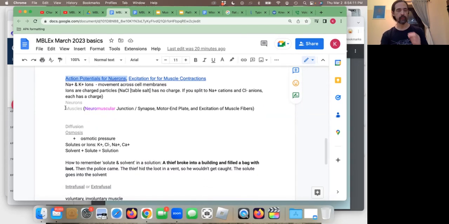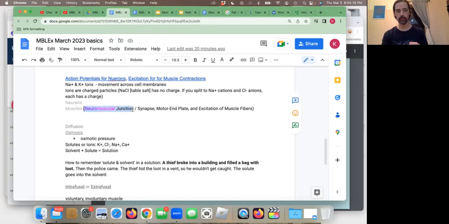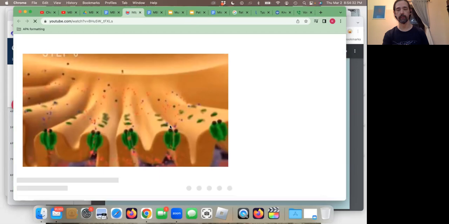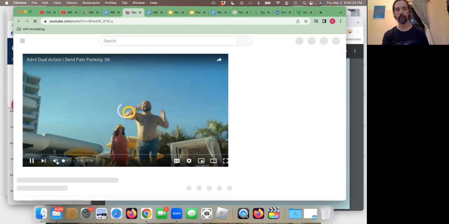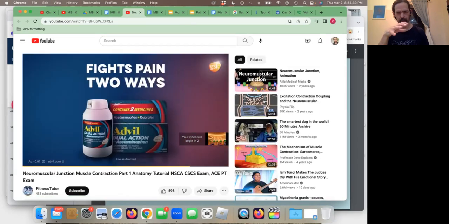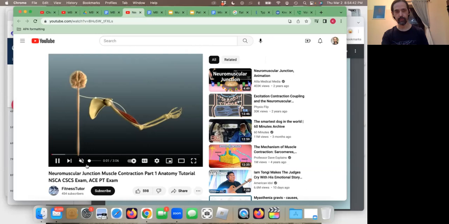The place where a nerve and a muscle, or a neuron and a muscle, meet is called the neuromuscular junction. That area is also called the synapse. The space between the neuron and the muscle is called the cleft. The area where the axon terminal touches the muscle, there is a plate, and that is called the motor end plate.